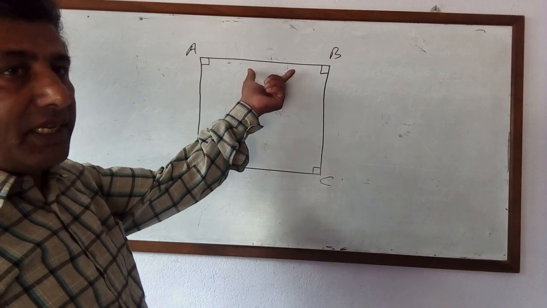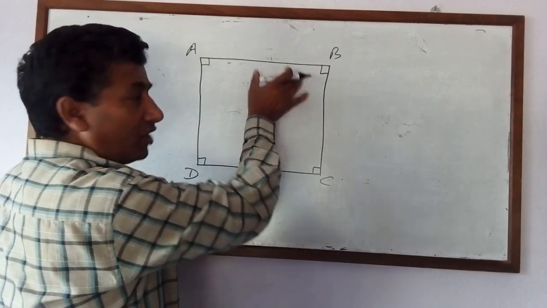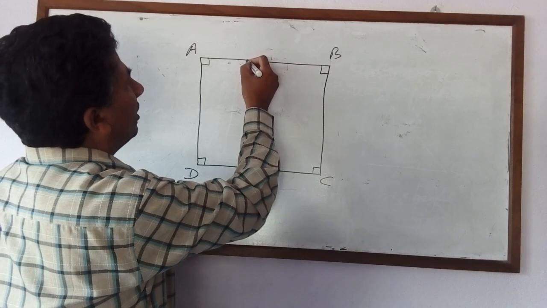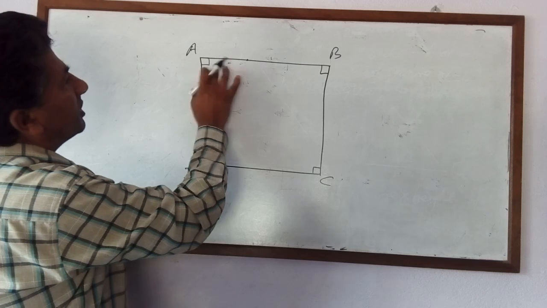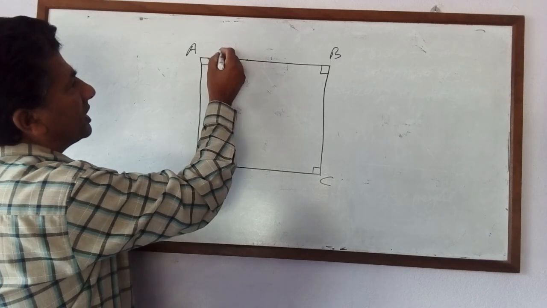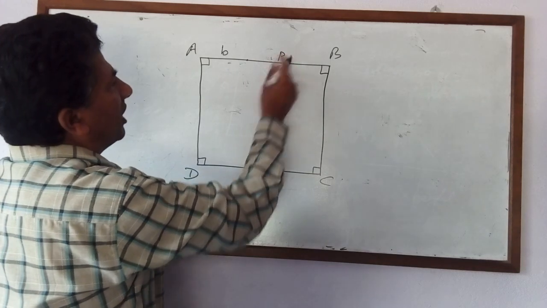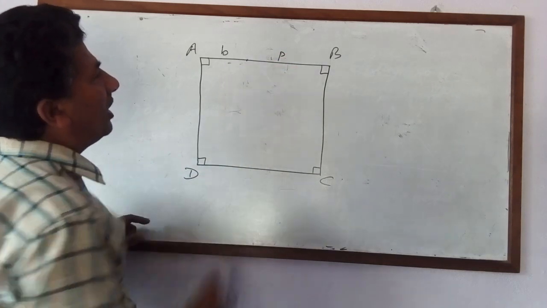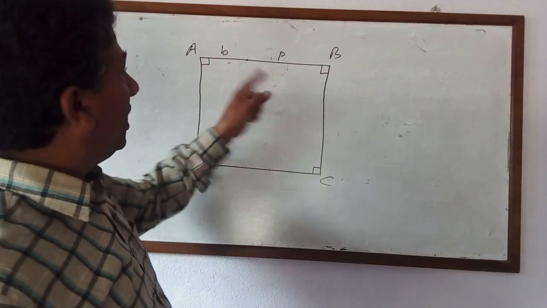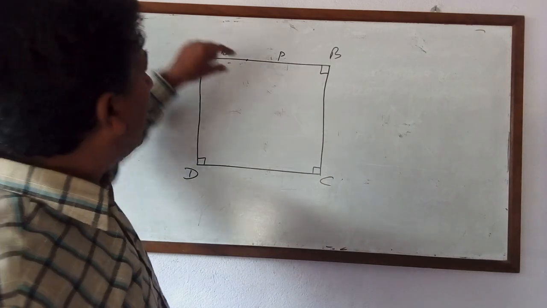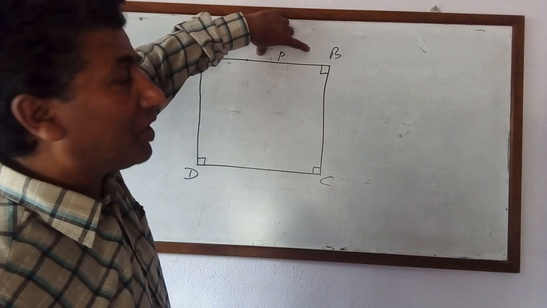Now I'll divide this AB into two parts. I'll divide this side of the square into two parts. I'll take a point here. Now the measurement from this point to this is B, and this one is P. I have divided this side AB of the square into B and P. One measurement from here to here is B centimeter, from here to here P centimeter.